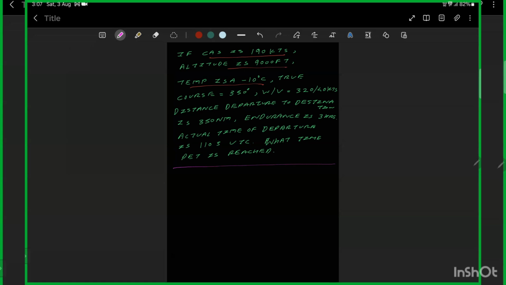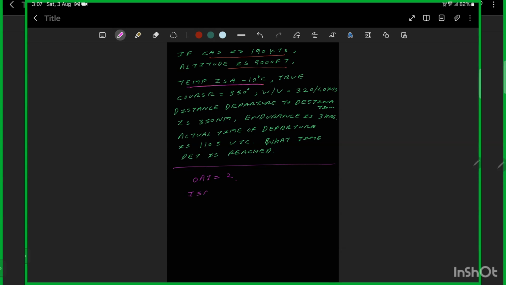But here, what is the problem now? We don't have outside air temperature. Do we have outside air temperature? No. What is given here? A temperature ISA minus 10 degrees Celsius is your ISA deviation, right? Okay. So first, let's find out what is the ISA temperature at 9000 feet.